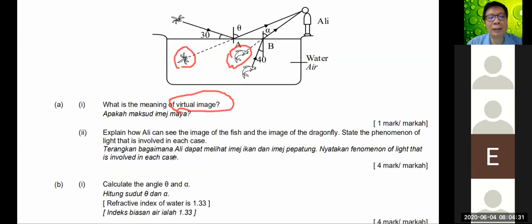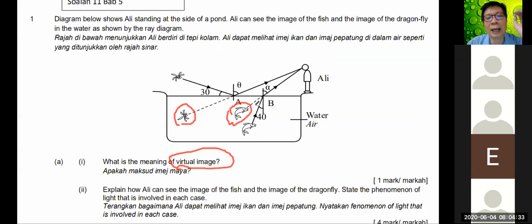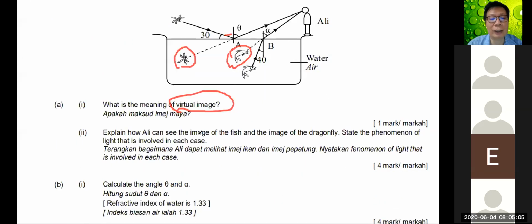Okay, calculate the angle theta and alpha. Theta, I think, is very easy. Because the angle of incidence and the angle of reflection are the same, once you know this angle, you know this angle. This one is 30, so this one is 60. Whereas for alpha, you have to use a formula. Use refractive index equals sin i over sin r. The refractive index is given. Okay, later on.